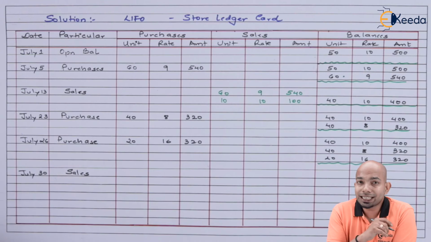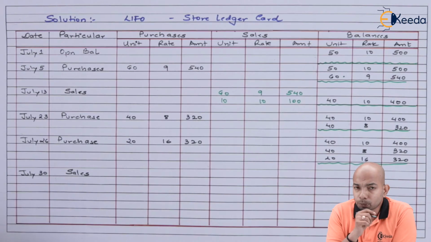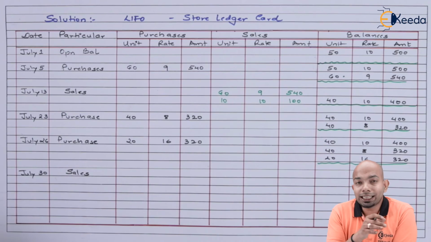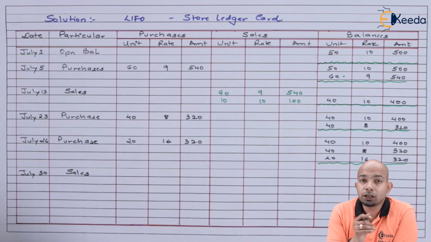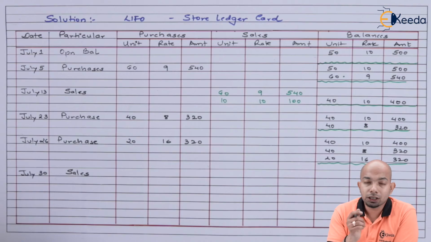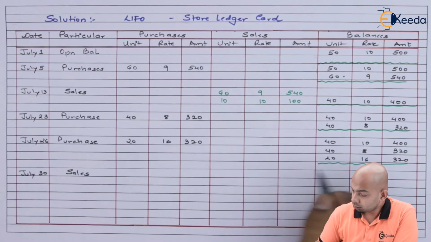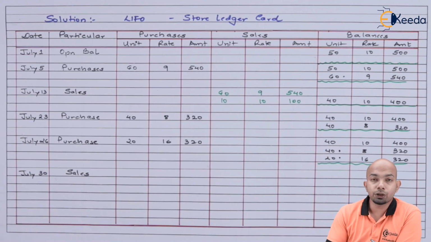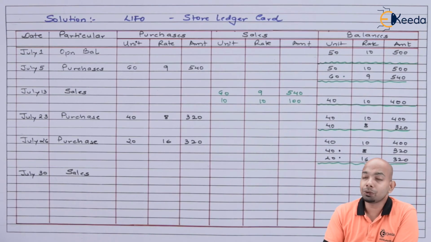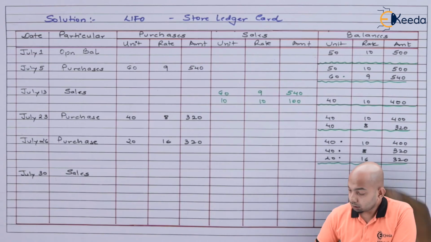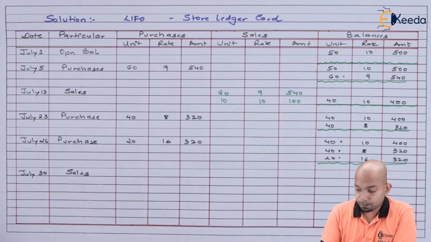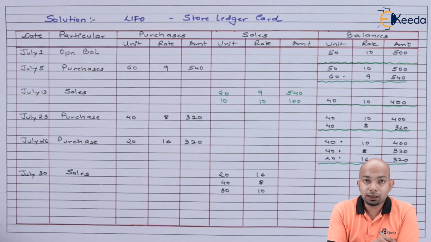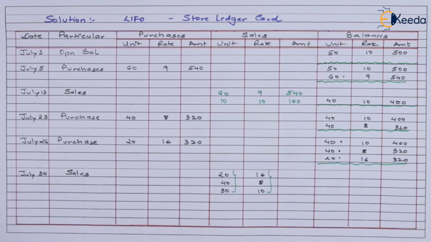Now when it comes to sales, on the 30th of July, there was a sale of 90 units in total. We'll go from bottom to top through the previous balance. You understand that 40, 40 and 20 were mentioned here. So the bottom part, that is 20, will be taken first. Then 40 will be taken, which gives you a total of 60. Additionally, you need 30 here. That will be taken from the first 40. So these are the quantities that can be taken for the sale transaction. Let's multiply and figure out the amount here.